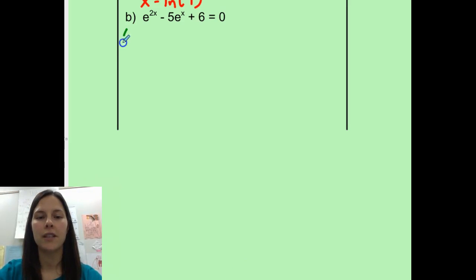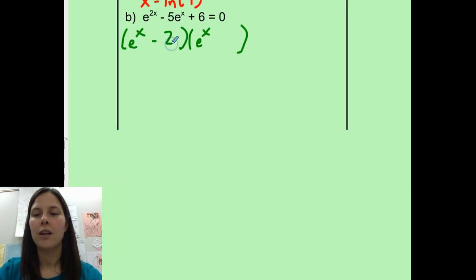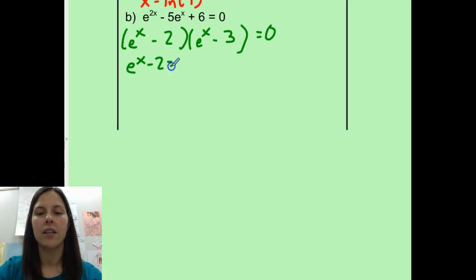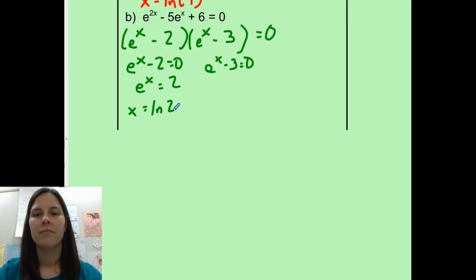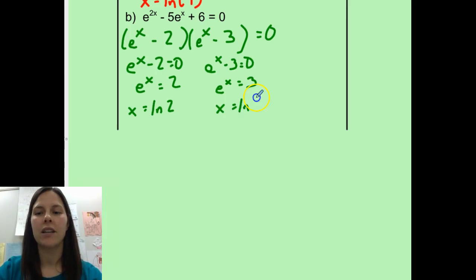Our second example, very similar to the first, factoring this using t-chart. What multiplies to a +6 and adds to a -5? We would have -2 and -3. Setting each binomial equal to 0 and solving, we get e to the x equals 2, taking the natural log of both sides, or we get e to the x equals 3 and take the natural log of both sides.